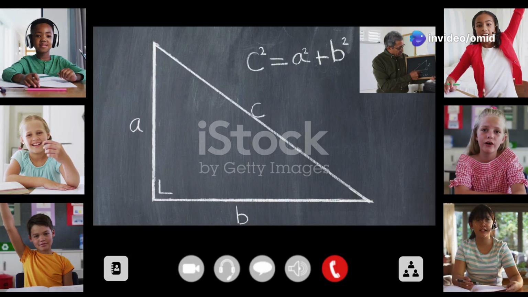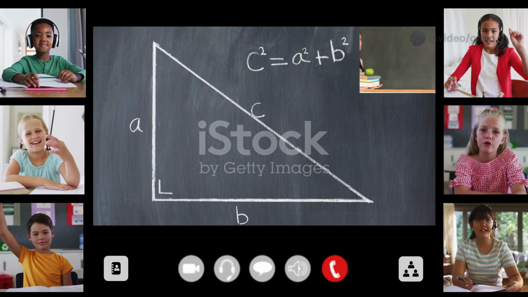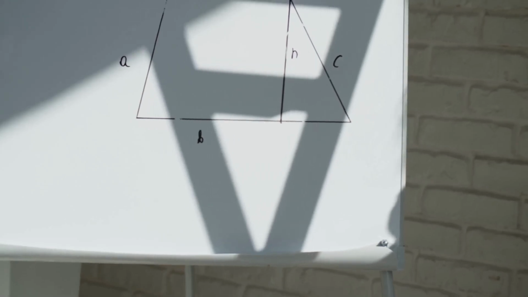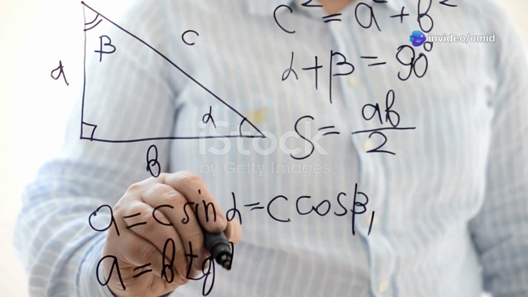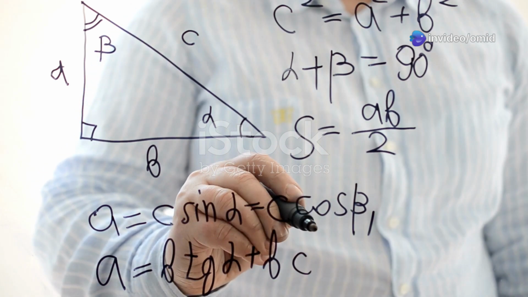The Pythagorean theorem is a cornerstone of geometry. It describes the relationship between the sides of a right triangle. A right triangle has one angle measuring 90 degrees. The theorem states that the square of the hypotenuse, the side opposite the right angle, is equal to the sum of the squares of the other two sides, called legs.